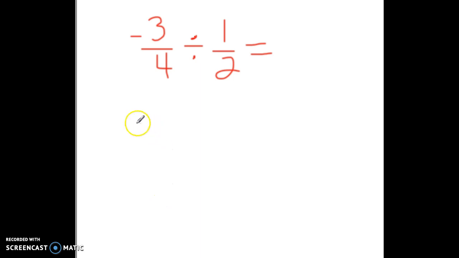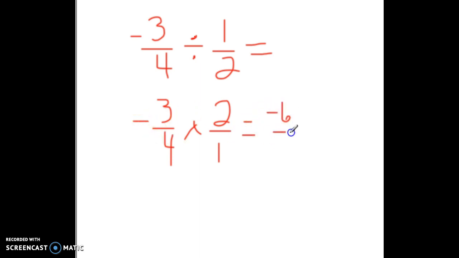Alright, so let's start with this. So we're going to do -3/4, and we're multiplying by the reciprocal. So we are going to change the division to a multiplication, and the reciprocal of 1/2 is 2/1. So then we simply multiply, and we get -6/4, which equals, if we simplify that, -3/2, or -1 1/2.